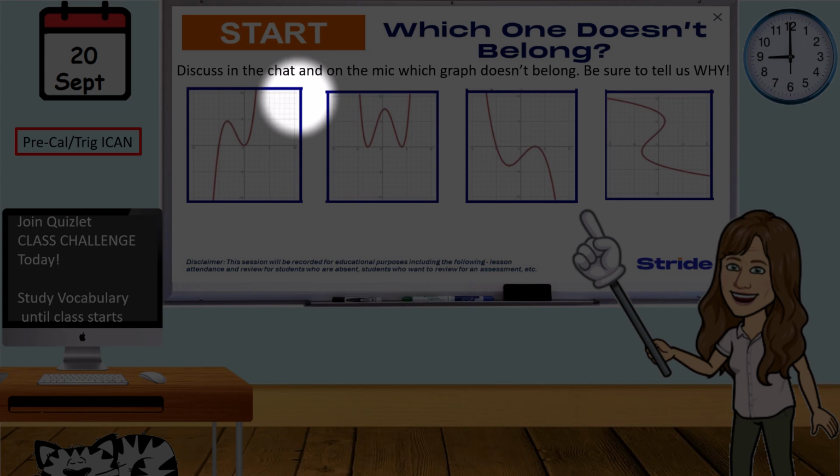If we have an odd degree and a negative leading coefficient, this is going to switch. And so it would be going down in the fourth quadrant and up in the second quadrant. All right, so we can tell from this graph that it is of odd degree and the leading coefficient is positive.